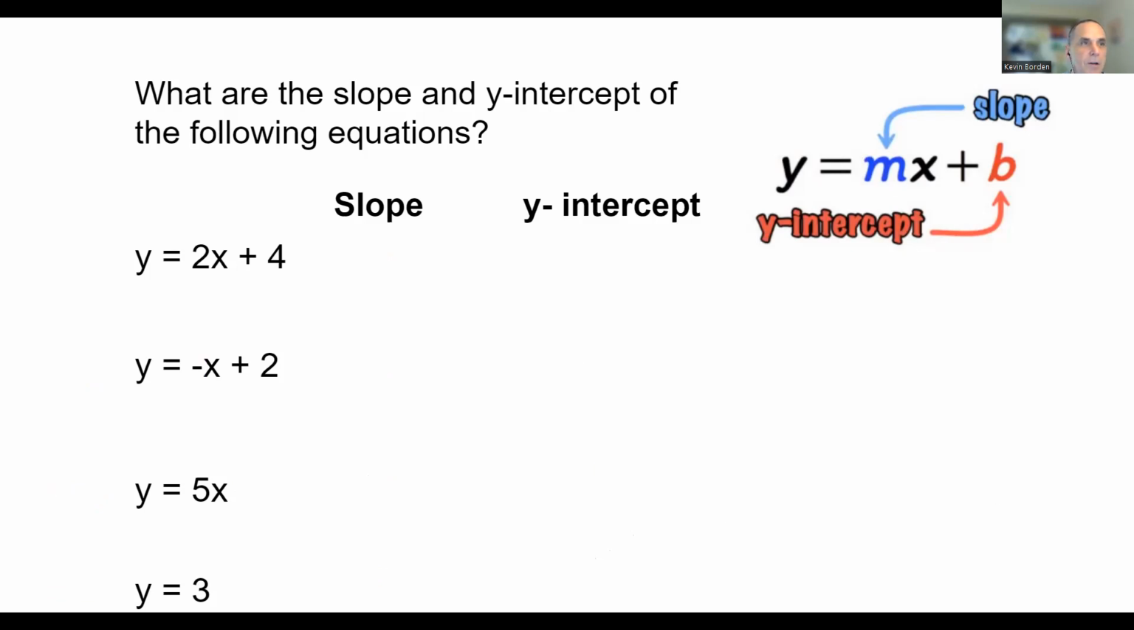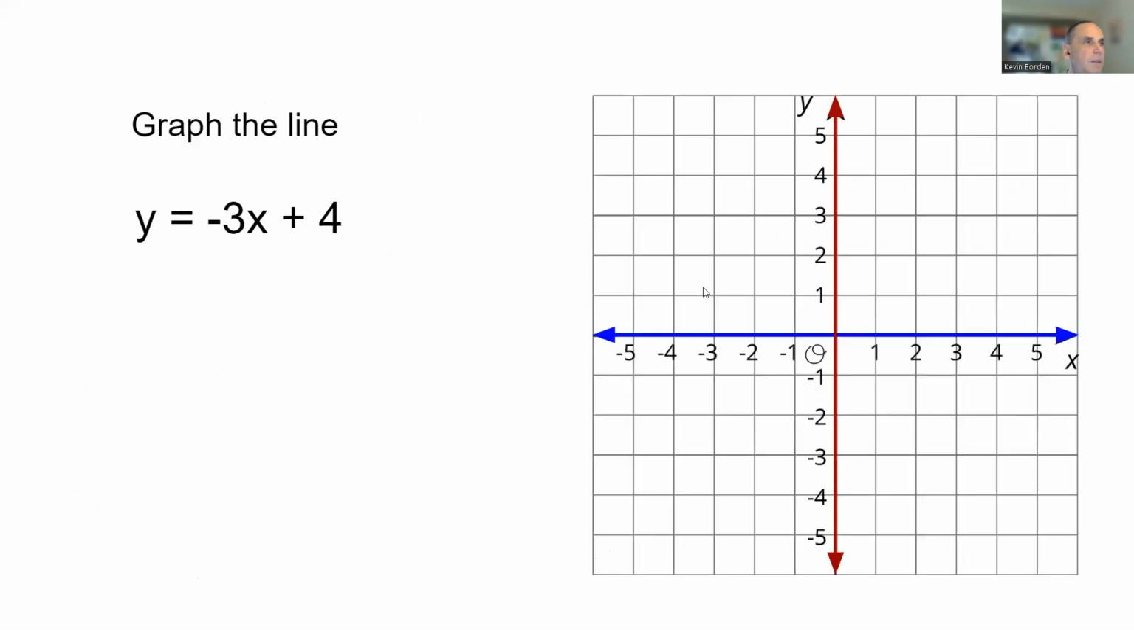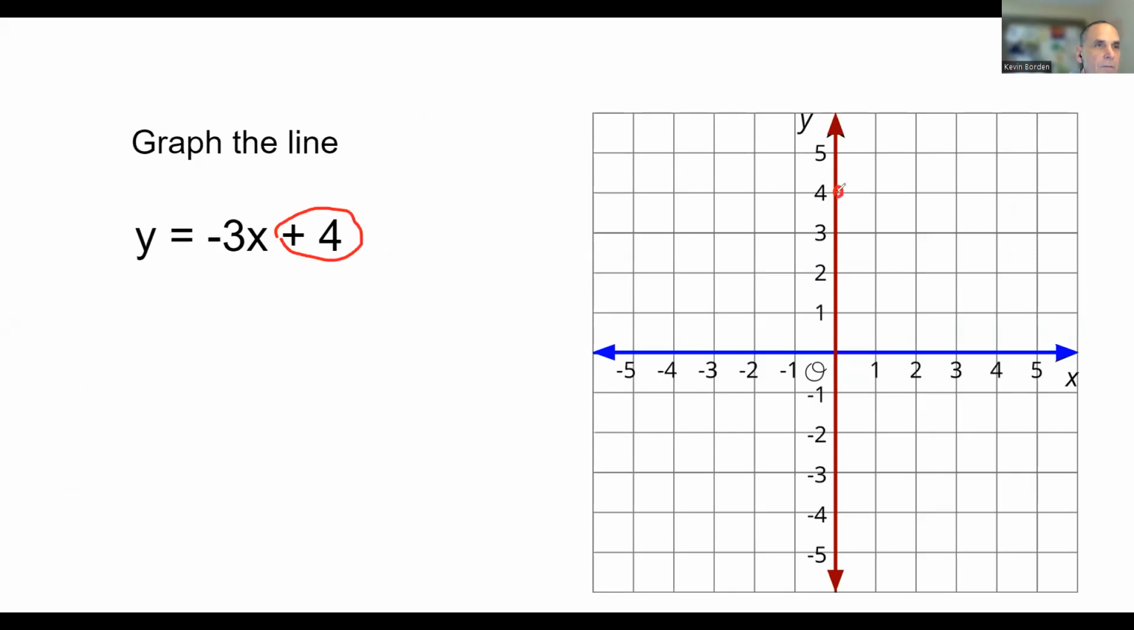Right, let's clear that off. Go on to our next kind of problem. Graph the line y = -3x + 4. If we're asked to graph this line or find this line, we want to start with this y-intercept because that's the easiest point to plot.